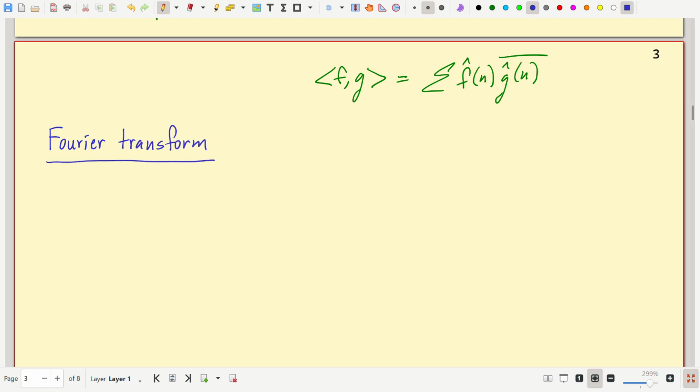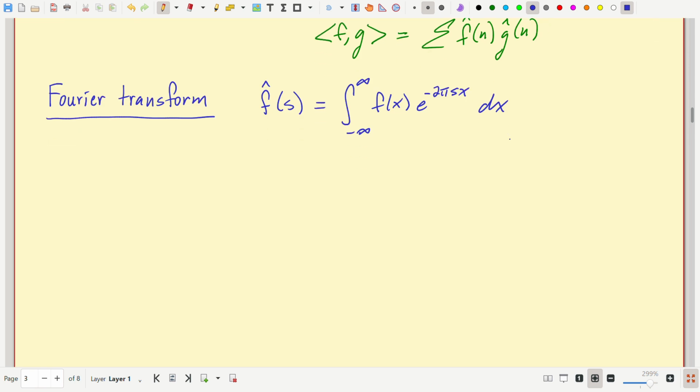In the theory version of the Fourier transform, we take f hat of s is the integral from minus infinity to infinity of f(x) e to the minus 2 pi i s x dx. That's the Fourier transform, and we called it capital F sometimes, and it maps the Schwartz space into the Schwartz space. In fact, it's a one-to-one onto map of the Schwartz space to the Schwartz space. And we had the Plancherel identity.